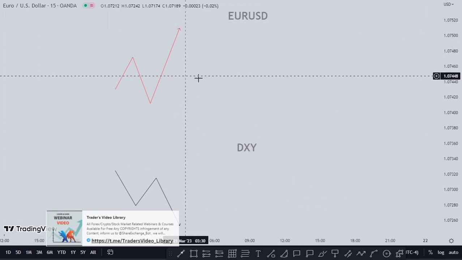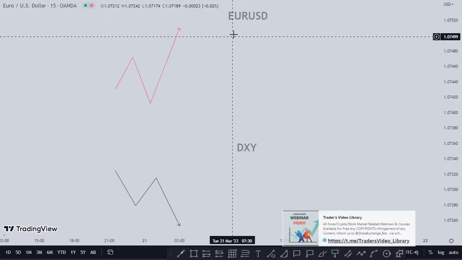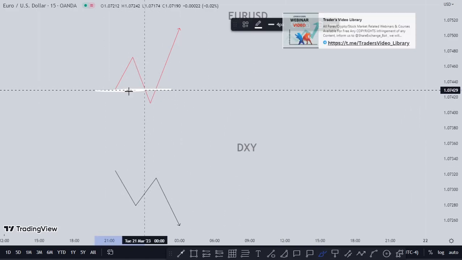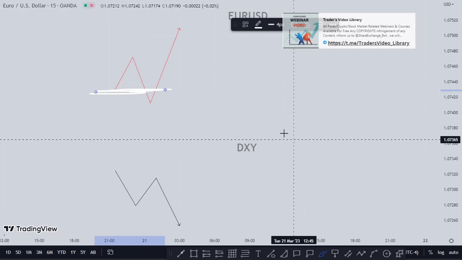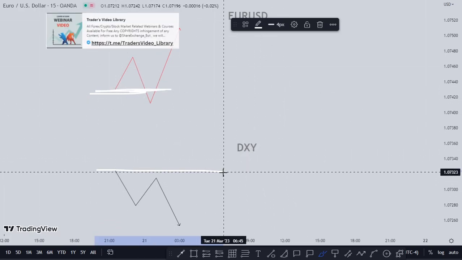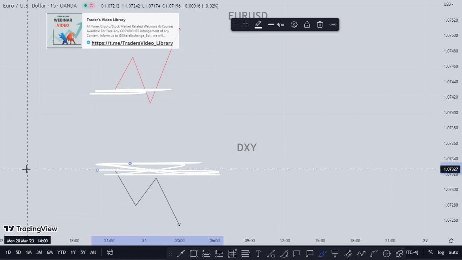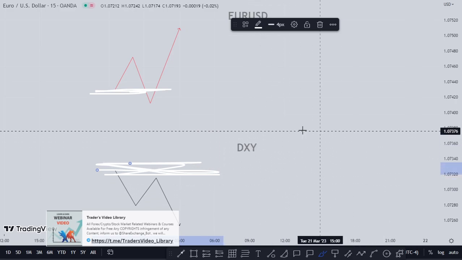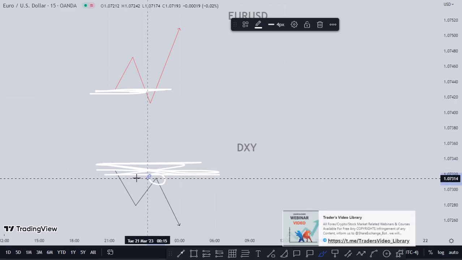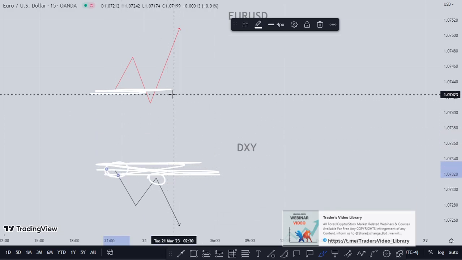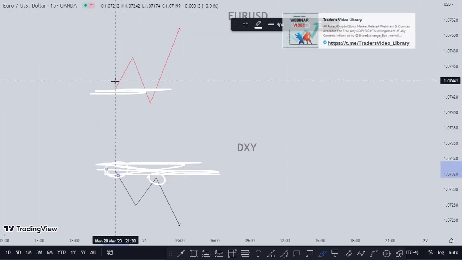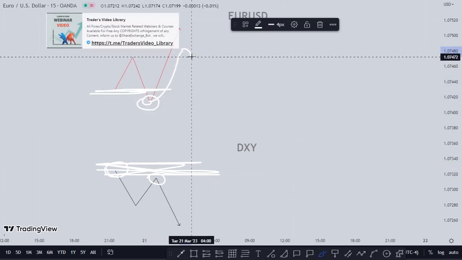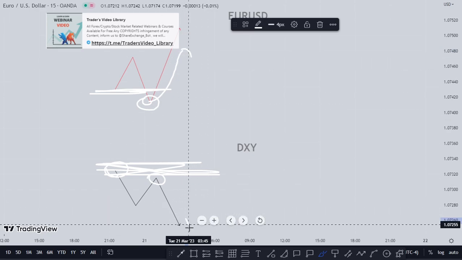So here Euro dollar made a lower low. It took the liquidity resting right here, and the dollar index failed to make the higher high. So what does it mean? This means that the dollar index is very bearish and it failed to break this low, and the euro dollar broke that low, took the liquidity, and it will continue going higher, and the dollar index will continue going lower.